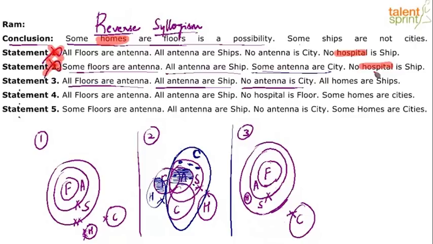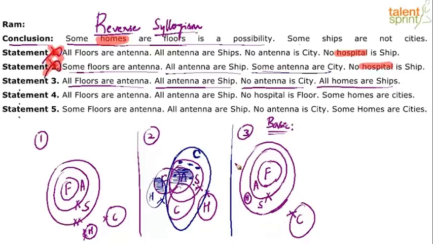But anyway, let's look at the third statement now. It says all floors are antenna, all antenna are ship, no antenna is a city, antenna and city do not touch each other, and all homes are ships. All the homes are inside ships. Remember, we are drawing a basic diagram, so always keep in mind minimum overlapping. I can also draw a bigger circle for homes, but why unnecessarily make homes overlap with antennas or floors? Basic diagram means minimum overlapping.